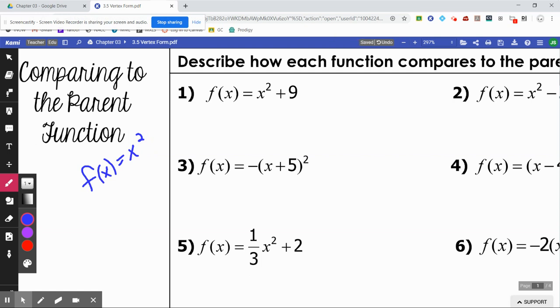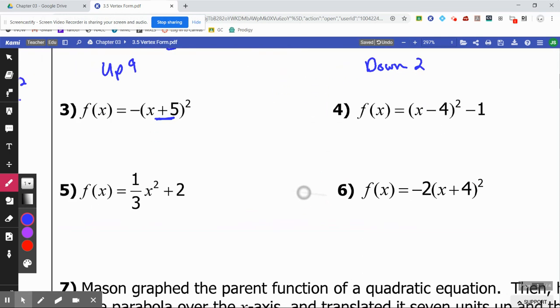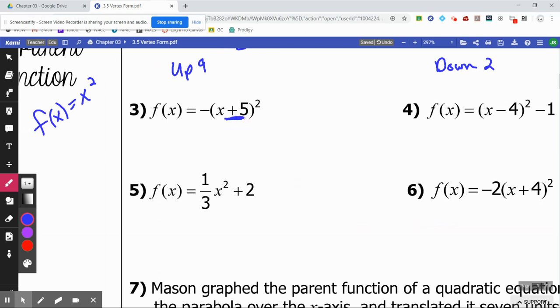If the plus or minus is inside with the x, as it is here, it's going to move it left and right. However, this one is outside. The plus 9, therefore, is going to move it up 9 units. The minus 2 here, since it's not on the inside with x, is going to move it down 2 units. And any of these you don't remember why I'm doing what I'm doing, you can go back and review those transformation videos. A plus 5 on the inside is always going to work backwards. It's going to move it left. A positive 5 would move it left 5, a negative 5 would move it right 5. So this plus 5 would move it left 5.